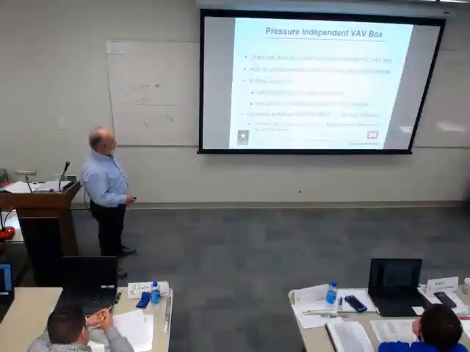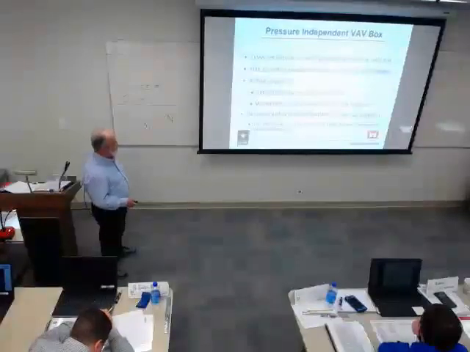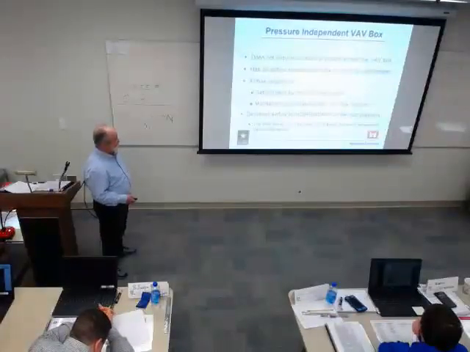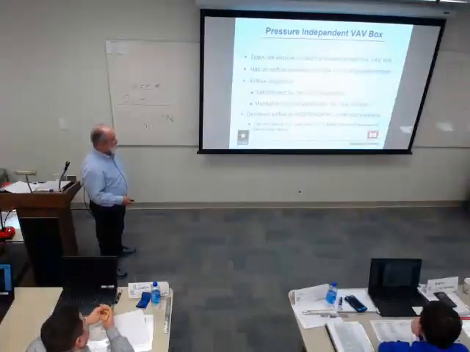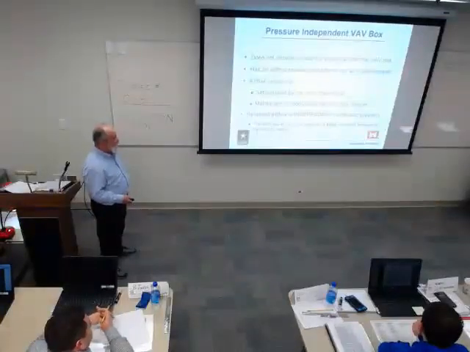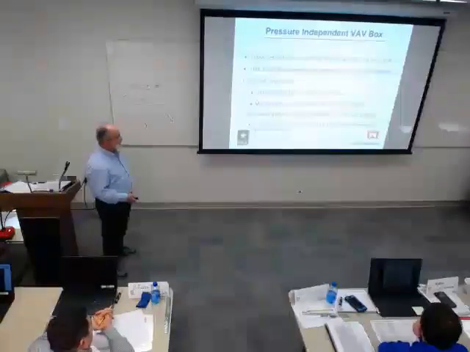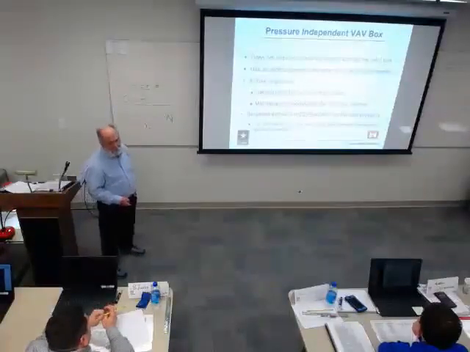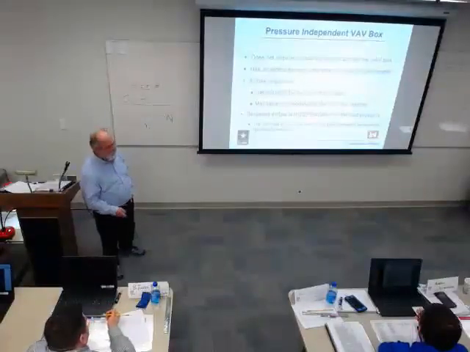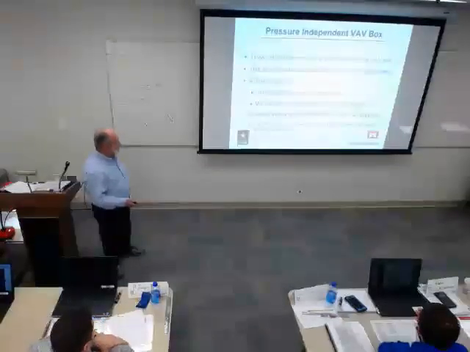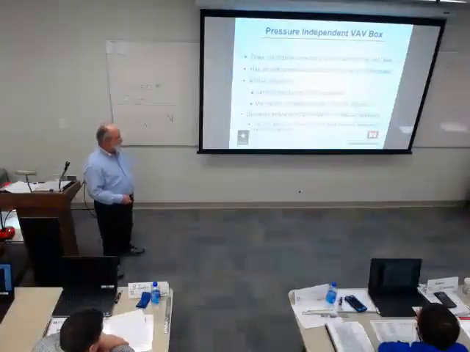So the advantages are, I just mentioned, you don't have to have a constant pressure. It's got the airflow sensor. The airflow set point is adjusted by the room thermostat, and it's maintained by the VAV damper. And the airflow is independent of duct pressure until you get down to the place where there's insufficient duct pressure, but that's another problem. The VAV box knows how much air is being delivered because of the velocity sensor.